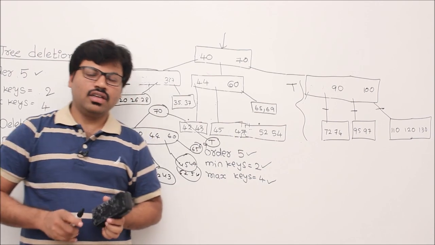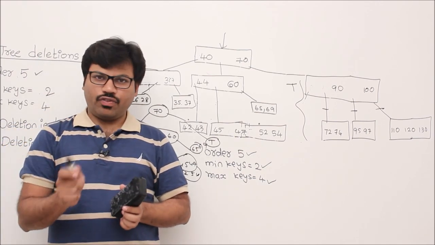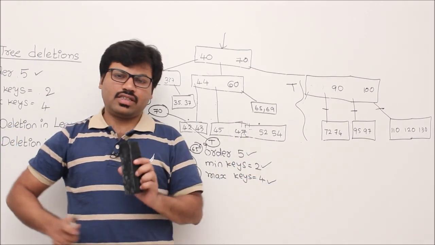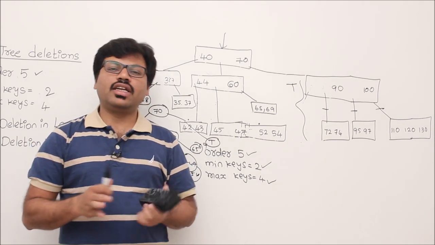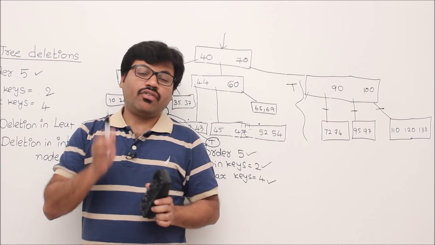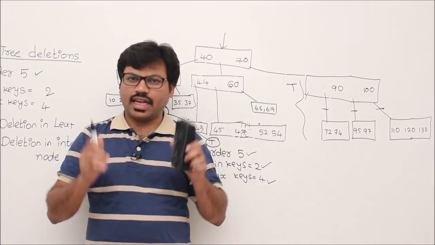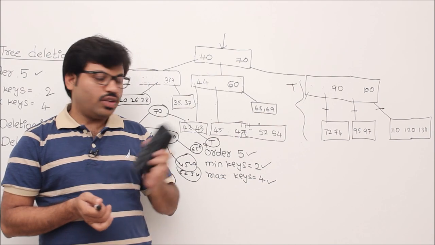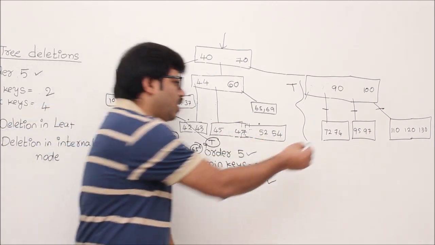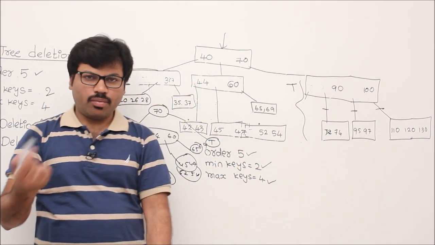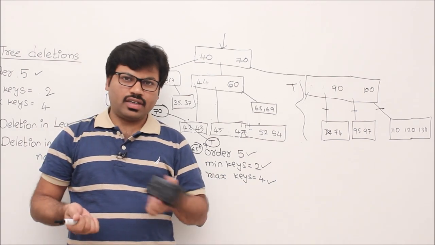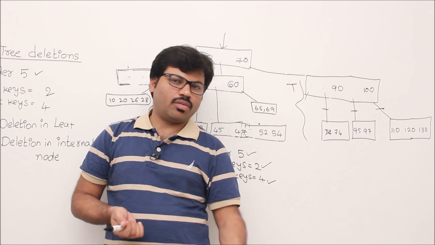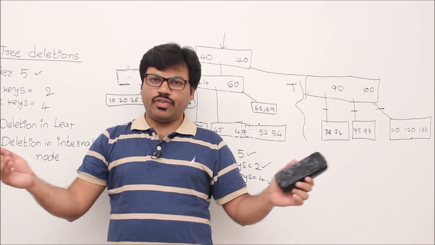Let me summarize. Case number 1, deletion in leaf node. Whenever you delete from a leaf, let's say that node already has more than sufficient keys, then simply delete and keep quiet. Now, if it doesn't have sufficient keys, that means it has exactly the minimum number of keys. When you delete, what to do? Borrow from left sibling or right sibling, whatever is convenient. If you don't get a chance to borrow from left or right, we know the reason, then we merge.